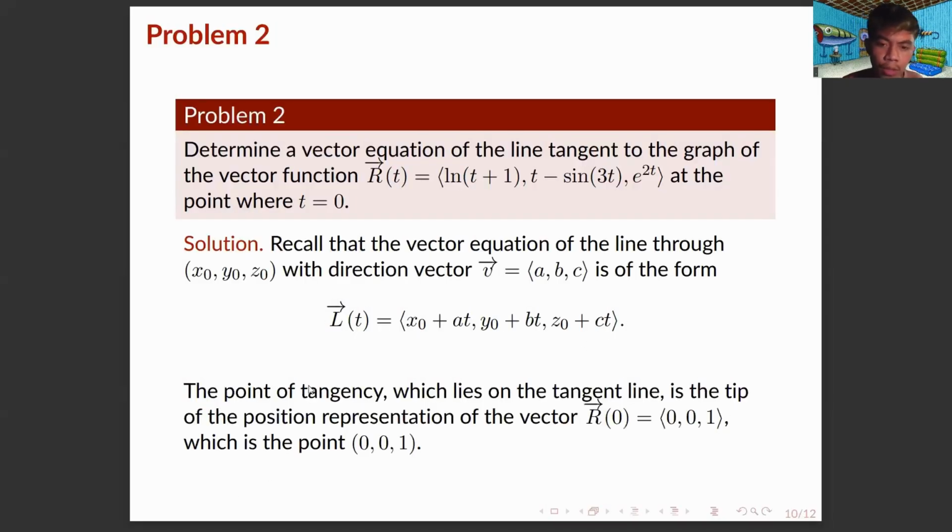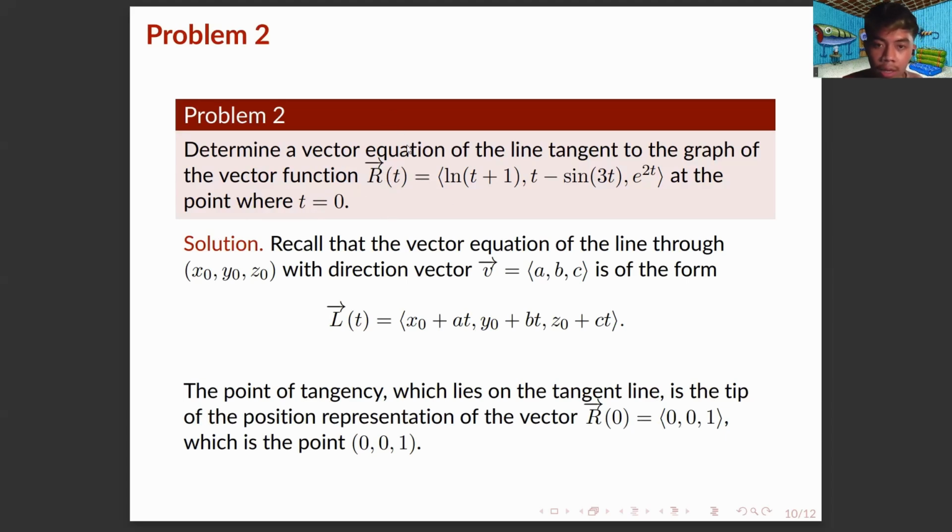So the point of tangency which lies on the tangent line is the tip of the position representation of the vector r of 0, which is equal to 0, 0, 1, which is the point 0, 0, 1. So what it means is that we can use for a point na pwede natin ma-represent yung line tangent to the graph. What we can use is the point of tangency. And the point of tangency is the tip of the position representation of the vector from t is equal to 0. So what we can do is to substitute t is equal to 0 sa r of t and then use its tip, which is yung point na makukuha natin.